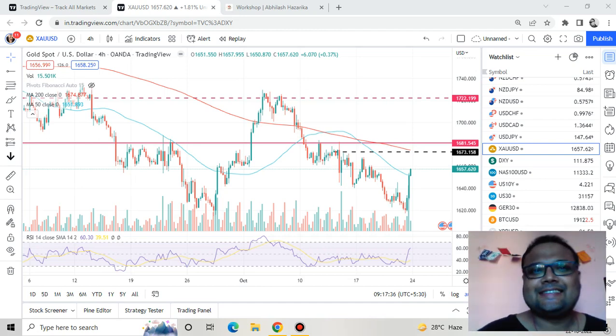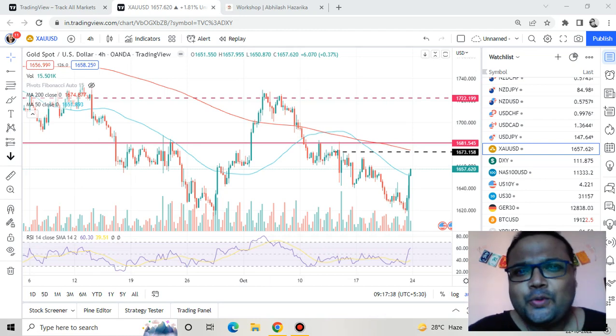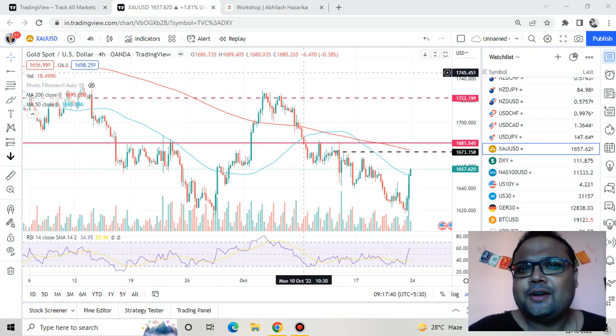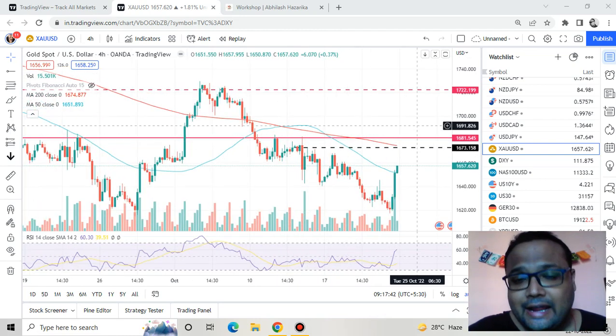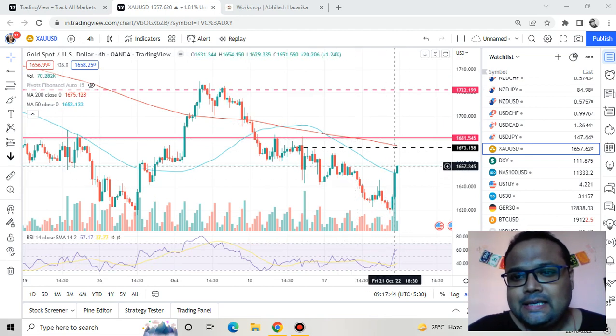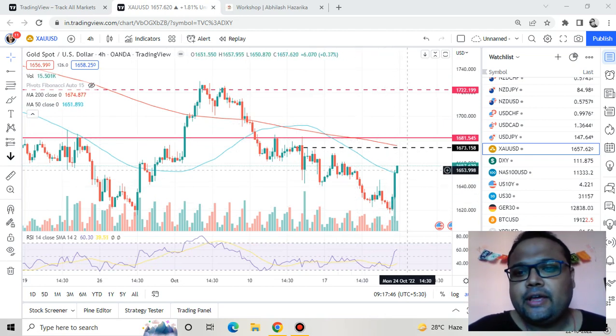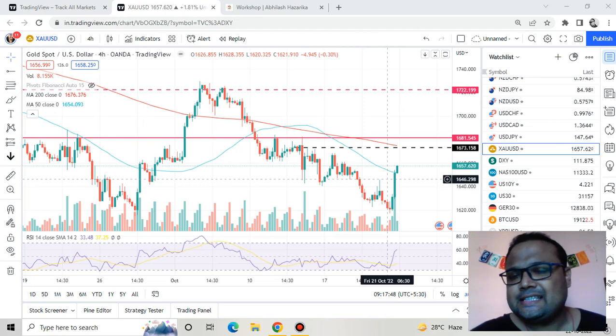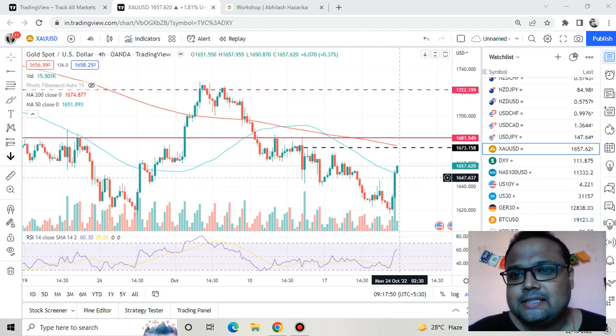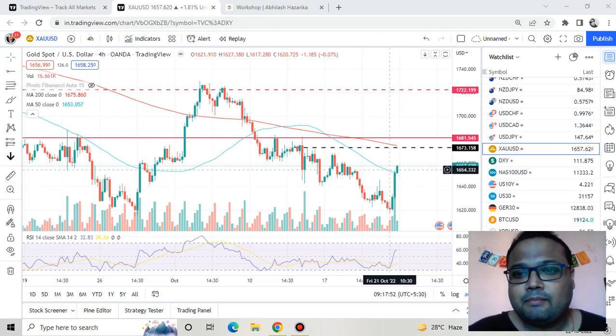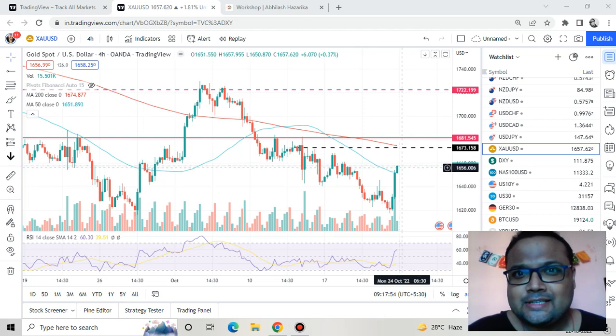So let's get started. We have seen a massive recovery on the chart of gold on Friday. We can see that there was a huge recovery from the level of 1617, 1618 till 1657. My god, just look at the size of these candles.